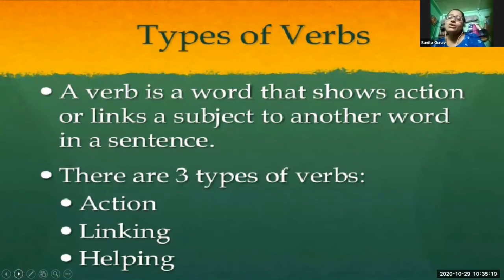Now, as I've told you earlier, let us first of all know what is a verb. See, I'm reading over here. This is our slide. A verb is a word that shows action or links a subject to another word in a sentence. A verb is a word that shows the action, that shows the function in a sentence. What is happening in a sentence is shown by a verb. Verb is only a word.